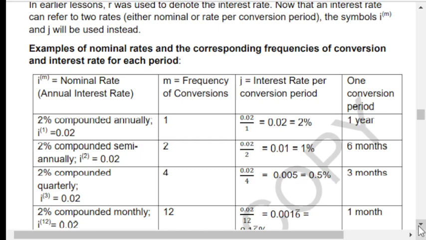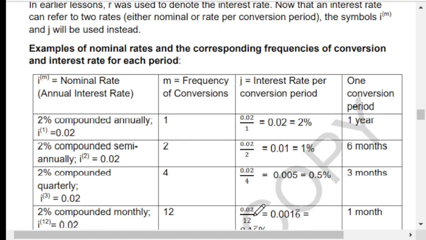So j exponent 2 if compounded semi-annually. Why 2? Because there are two 6 months in 1 year. So if we have compounded quarterly, so every 3 months the computation, that means how many 3 months are there in 1 year? So there are 4. Then if compounded monthly, since every month you get interest, there are 12.